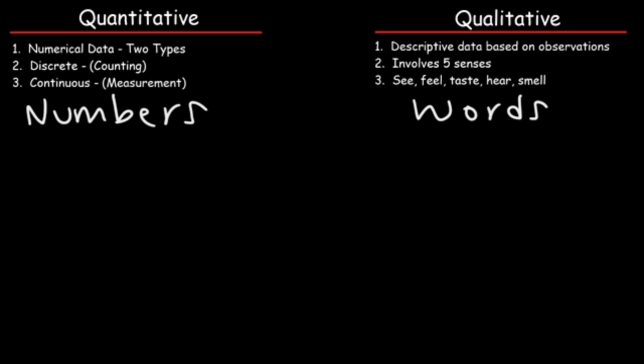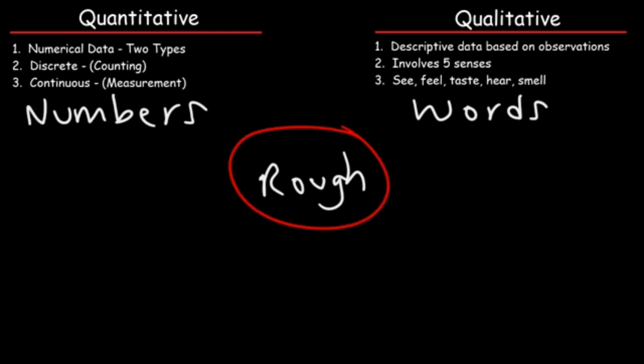Now let's say the cat's fur is rough. So this is not quantitative. There's no numbers. This is basically how it feels. So we're using words to describe that. This is qualitative. So hopefully those examples gave you a better understanding of the difference between quantitative data and qualitative data.